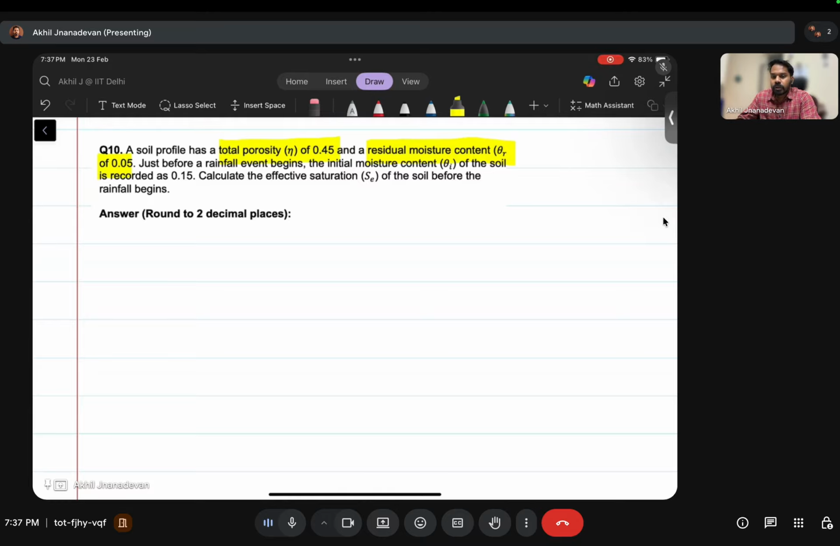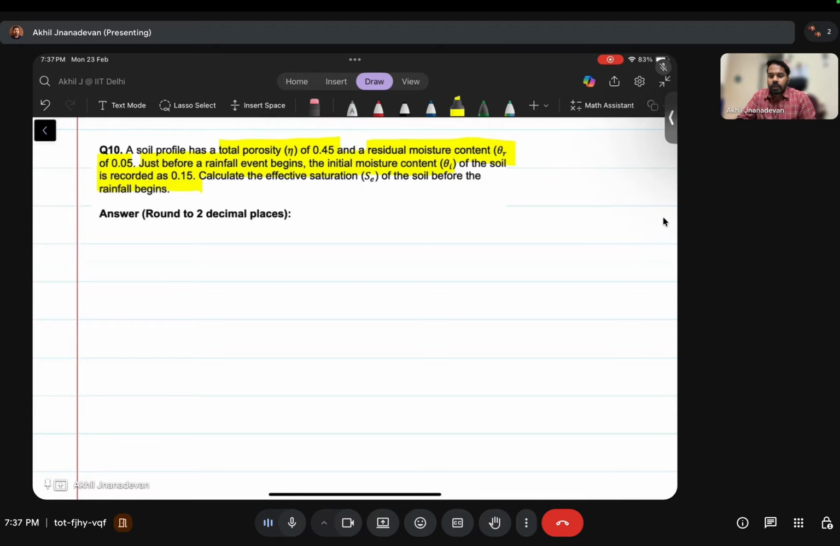So just before the rainfall even begins, the initial moisture content is theta I. So another value, theta I, is also given. That is, just before the rainfall occurs, what is the moisture content? Theta I, and it is recorded to be 0.15. So the initial moisture content is given.